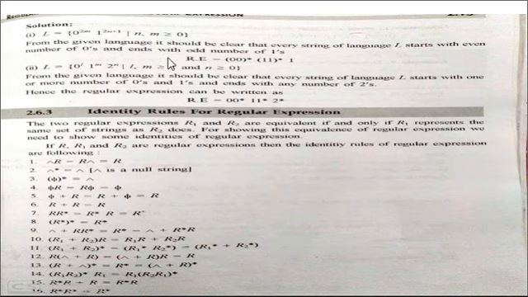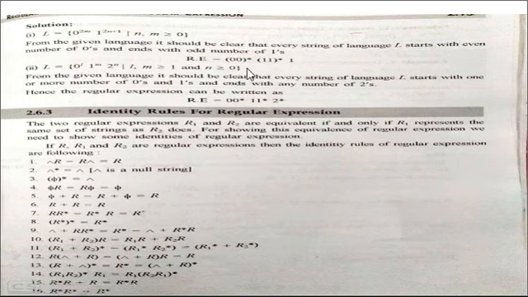So from the given language, it should be clear that every string of language L starts with even. Here 0 to the power n starts with even, because it is a multiple of 2 number of 0s, and ends with an odd number of ones, because 2n plus 1 will be odd.